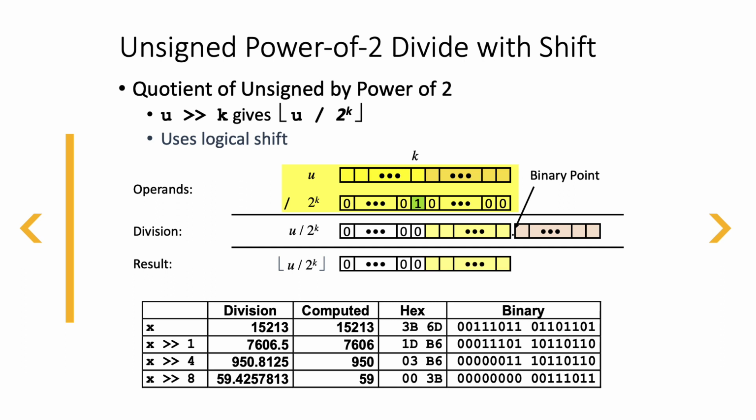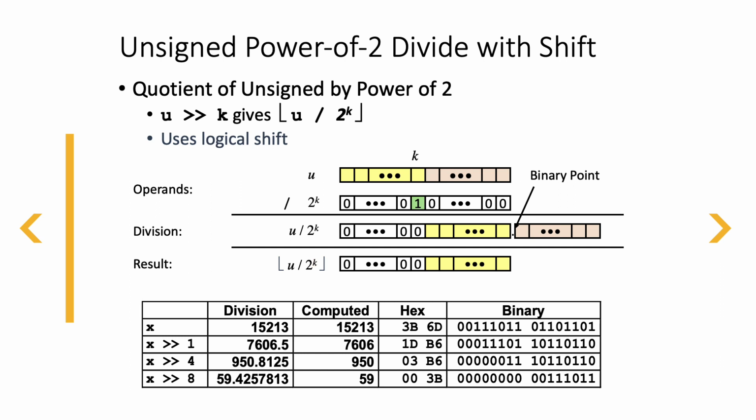So we take those operands and we shift everything over. We shift u over by however many places k gives us. And we'll have some stuff past the binary point. So u divided by 2 to the k could potentially give us fractional values, and that's a problem when we're dealing with integers. So that's why we take the floor, and that gives us our final result. So this table down at the bottom just shows you what this looks like.